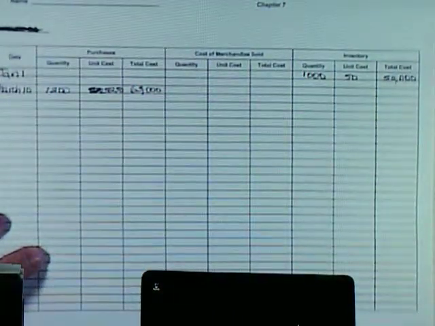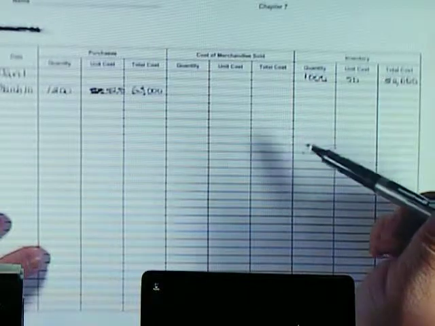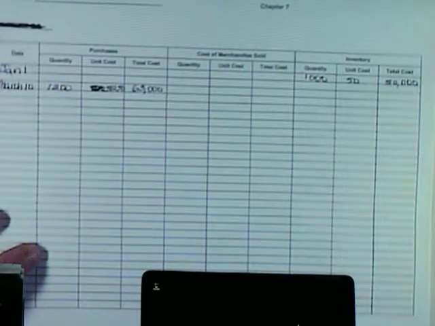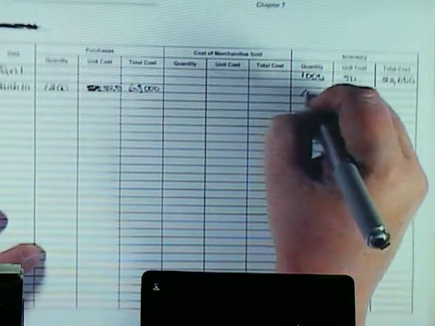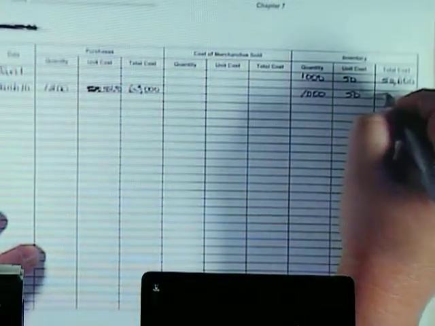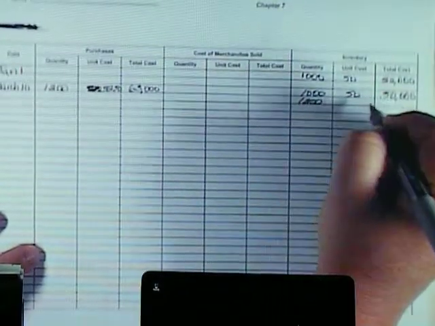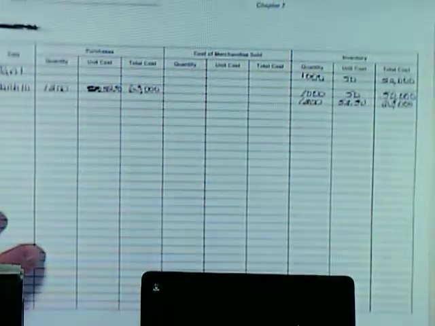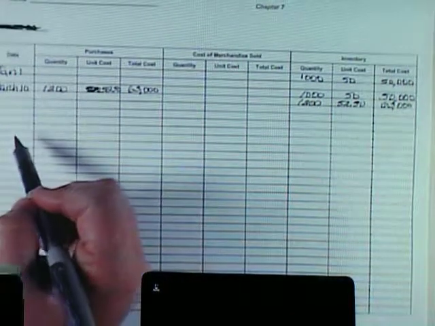Keep in mind that teachers make mistakes. Made a little writing faux pas there. And now I'm going to record my inventory. Sometimes these sheets don't look exactly like the sheets in the book, so we kind of have to improvise. I like to skip a line here. So I'm going to bring my inventory down, 1,000 at $50 each, $50,000, and I now have 1,200 units at $52.50 for $63,000. There's my inventory. I don't want to mess around with this too much, okay? So I'm going to skip a line.